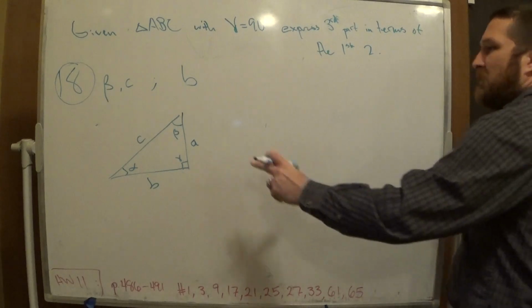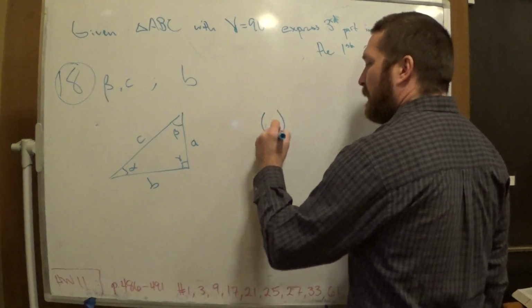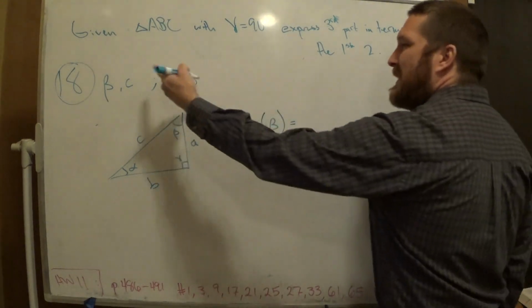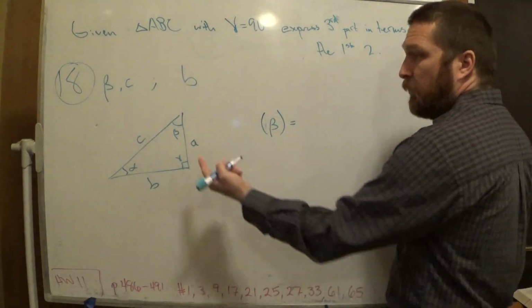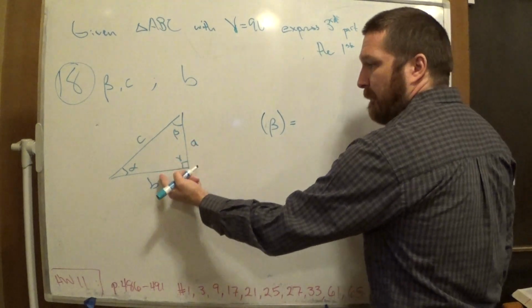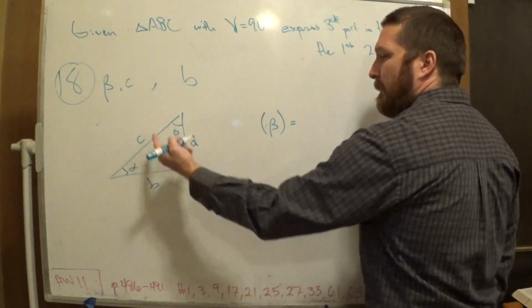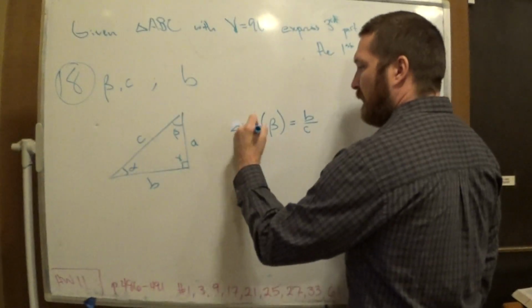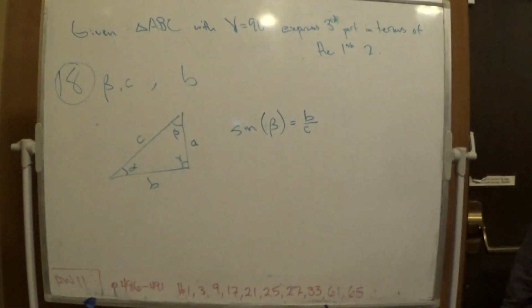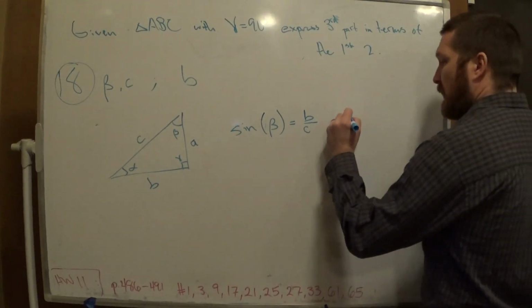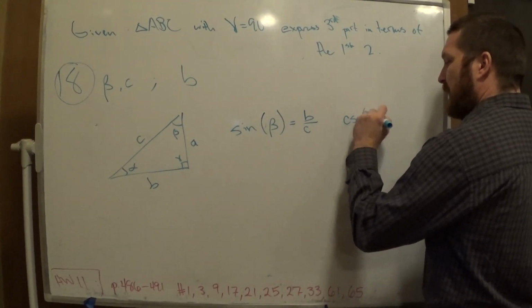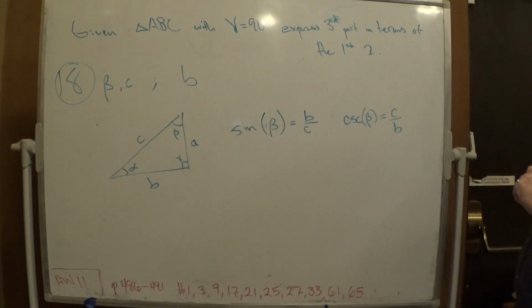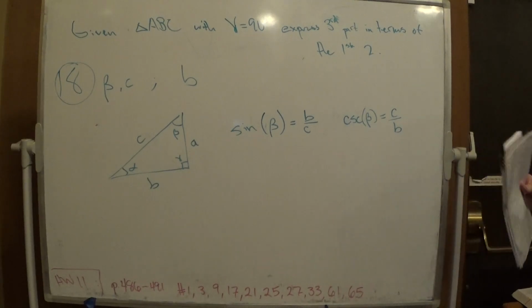So, okay, I'm thinking there's some trig function. I'm going to plug in a beta, and I want B and C to be involved. Well, there's one I could think of. We have opposite over hypotenuse, which would be B over C if I take sine of beta. You could do cosecant. Let's try that. Cosecant of beta is equal to what? C over B. Okay. And so we could do it with either one of those.